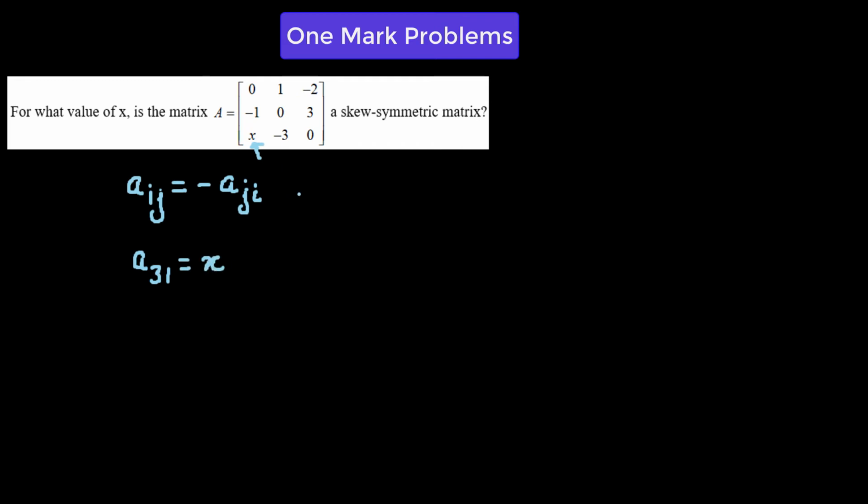So for this matrix to be skew-symmetric, we know that this value must be equal to the negative of the element in the first row, third column. So x must be equal to negative of, what's the element in the first row, third column? The number here is negative 2. So we replace A13 by negative 2. This gives us x is equal to 2. So that is the value of x.